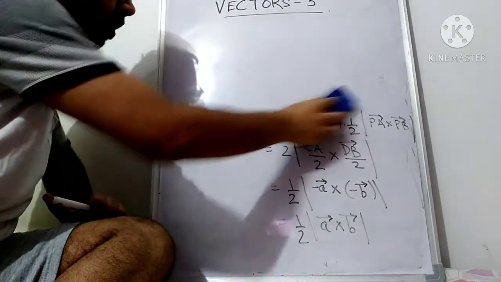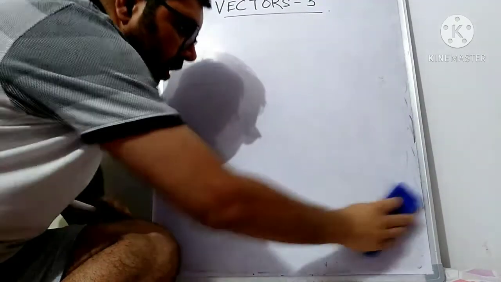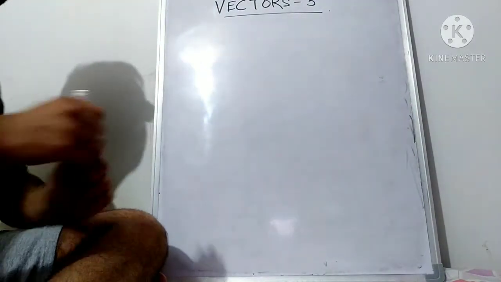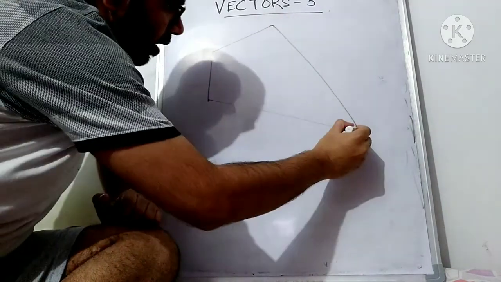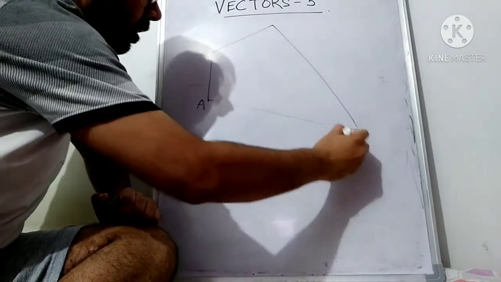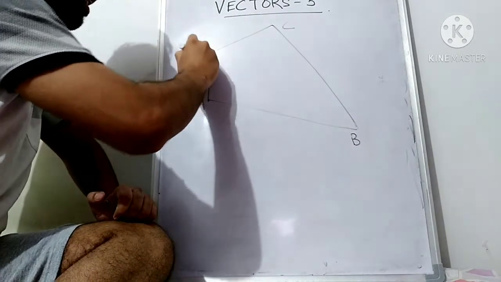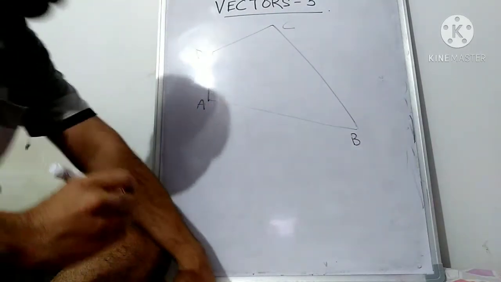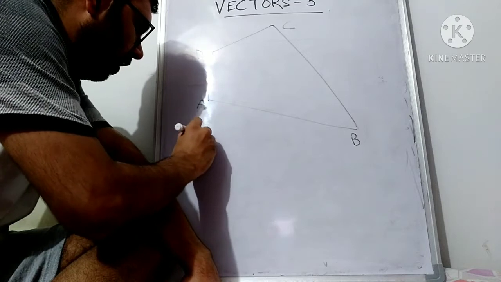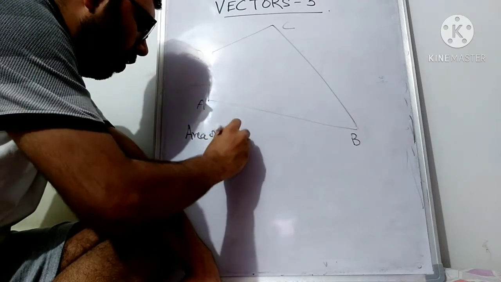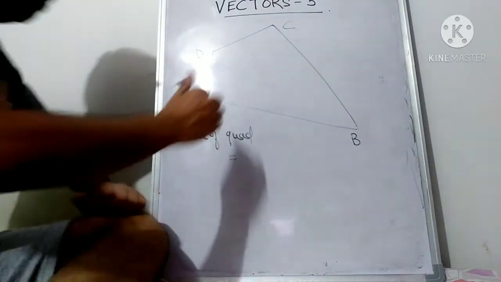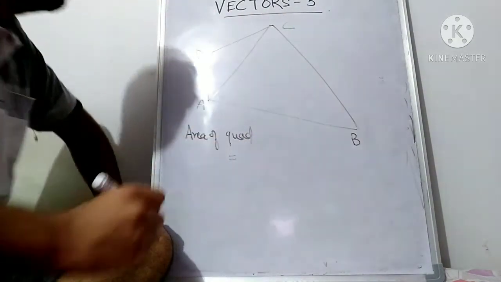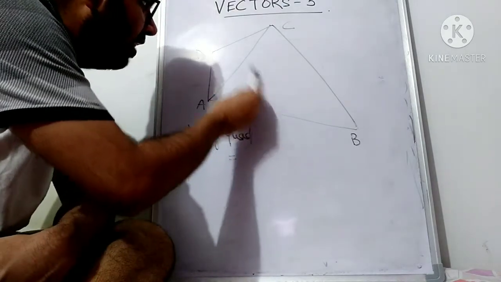Then for a quadrilateral, suppose I have a quadrilateral whose diagonals are given to me. So this is a quadrilateral A, B, C and D. So the area of quadrilateral A, B, C, D, suppose I take it like this. What I will do here is add the areas of these two triangles.